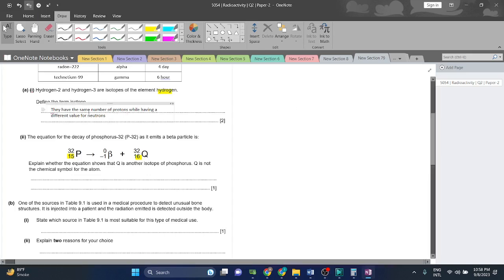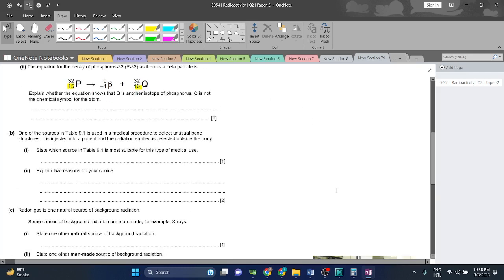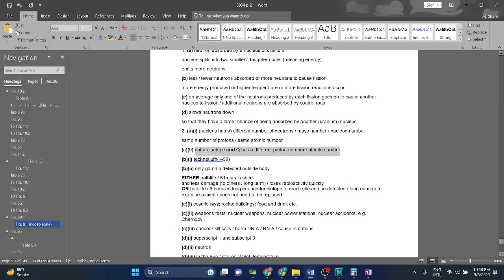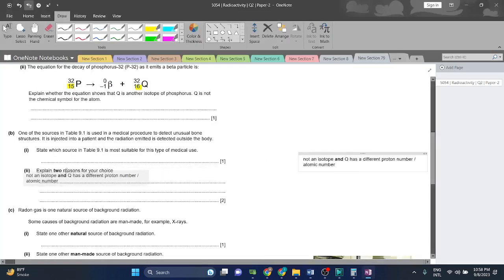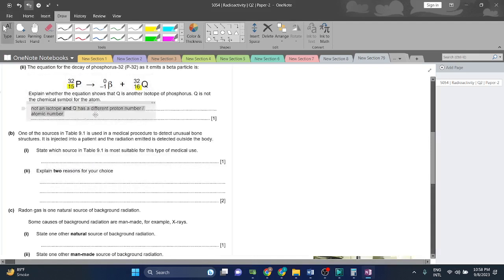आइसोटोप्स क्या होते हैं? दे हैव the same number of protons while having the different value of neutrons. So basically they have the same atomic mass जो इसके same है but they have different number of protons. ठीक है ना? तो yeah, that is not an isotope. आगे देख लेते हैं. Not an isotope, and Q has a different proton number, atomic number. So yeah, as simple as that, not that hard.